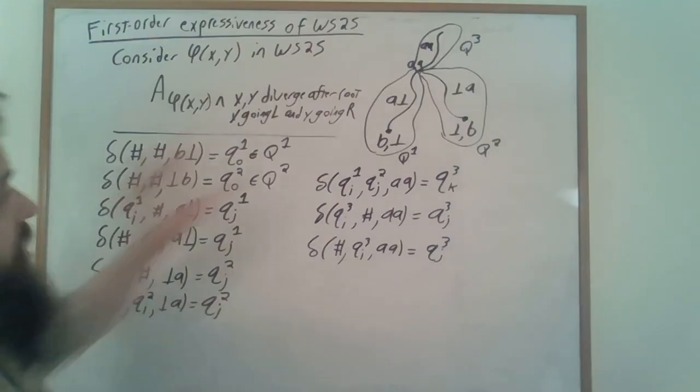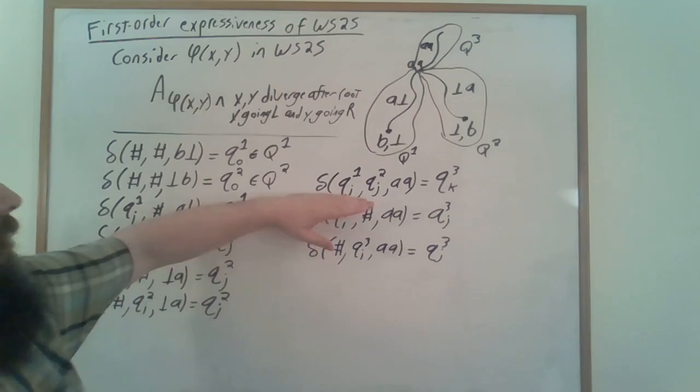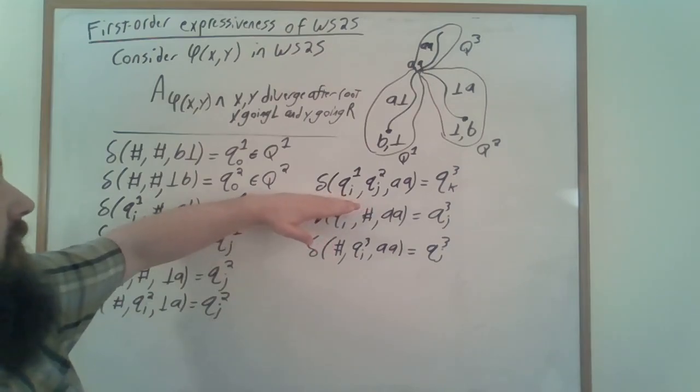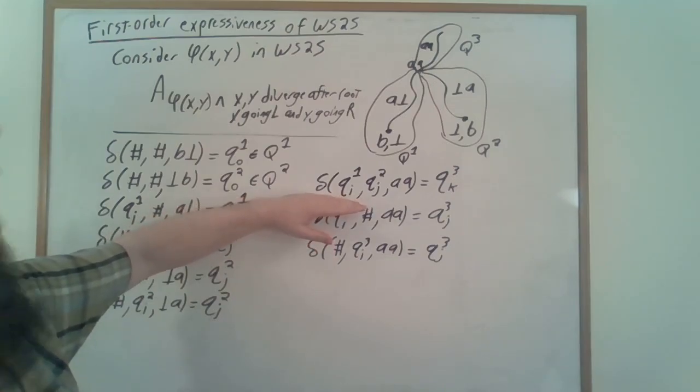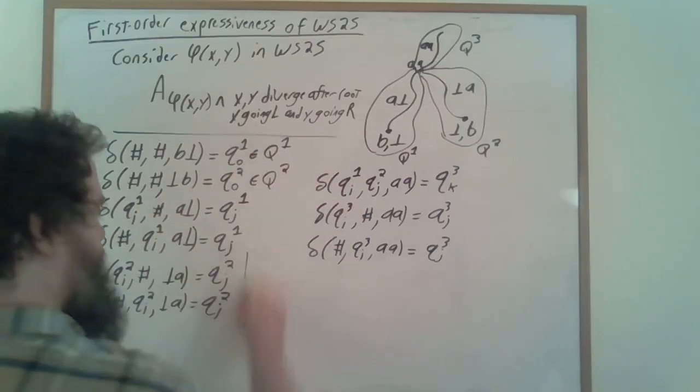So now that we have this breakdown of our automaton, let's focus on the set of all transitions that look like this. And again, these have to be transitions that look like this that have futures.